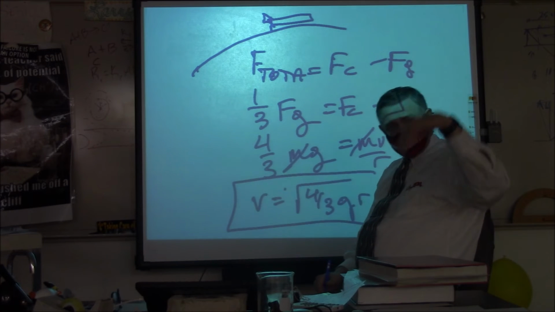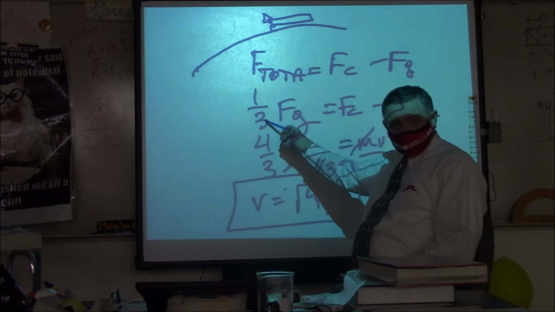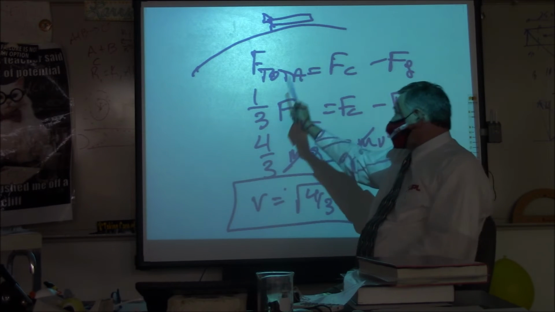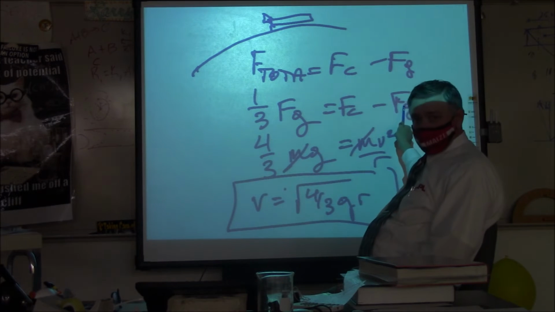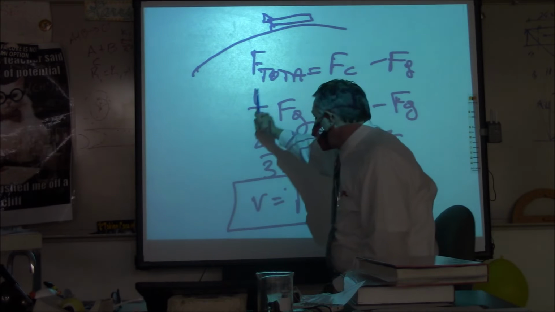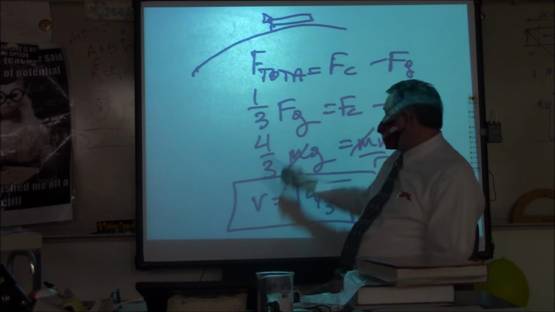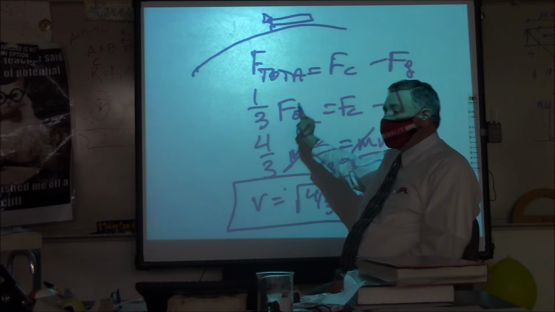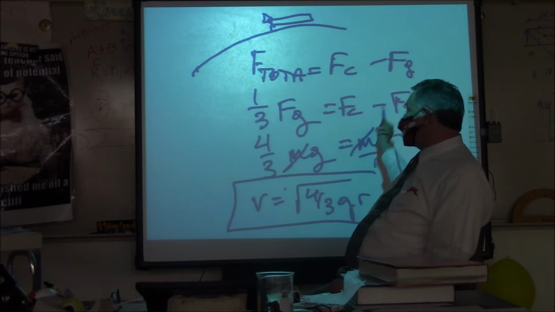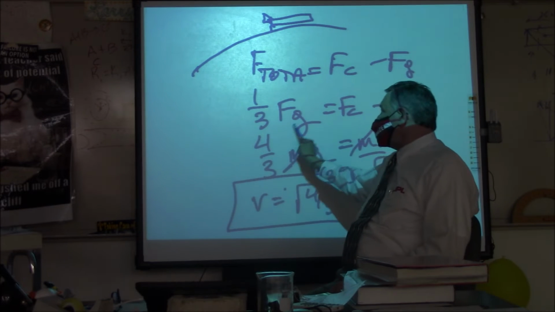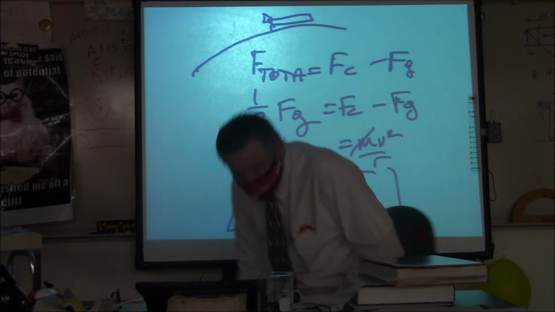Now, the next one they're going to do is lunar gravity. Lunar gravity is about 1/6. So you would have 1/6 Fg equals Fc minus Fg. The only number that ever changes is this. And the last one they're going to do, they're going to be in a state of weightlessness, where 0 is going to equal Fc minus Fg. So this is what's going to be important. This is what you are going to feel.